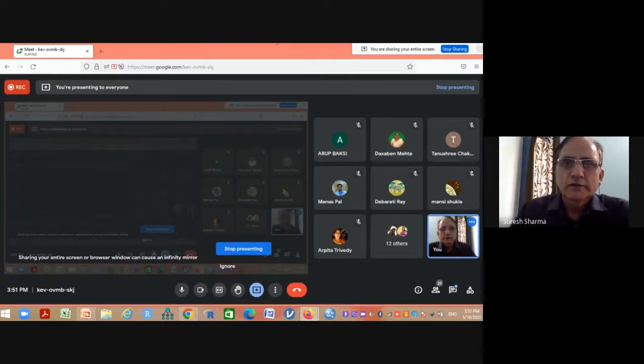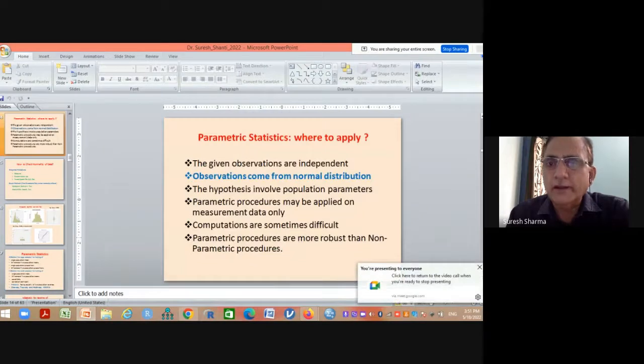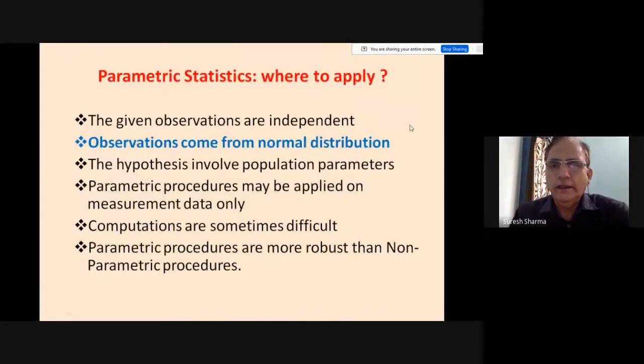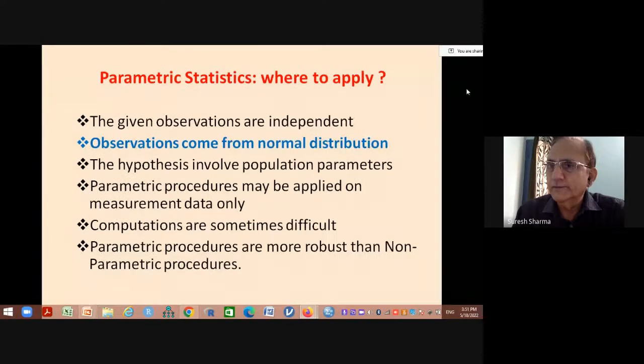Okay. So let me move on now to the parametric test. And why are they known as parametric tests? Because in parametric tests, there are certain assumptions. And if those assumptions are satisfied by your data, then they are known as parametric tests. For example, observations must be independent.